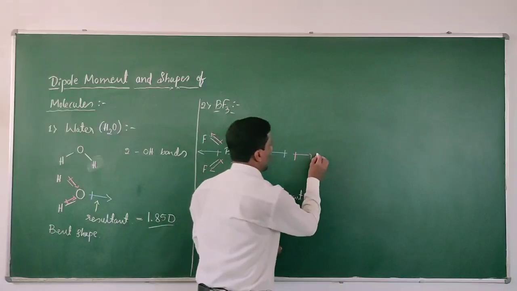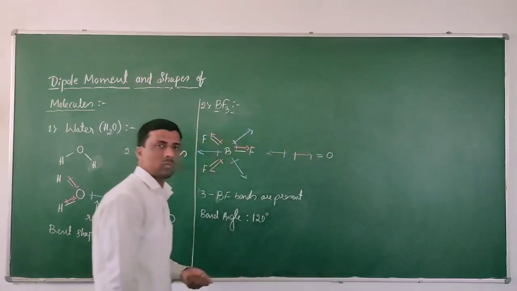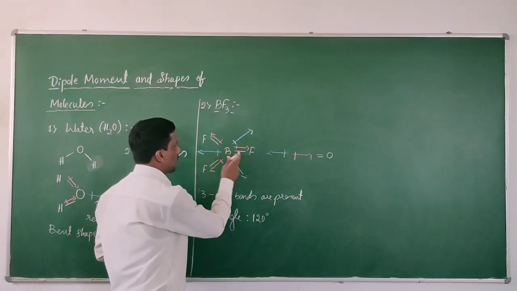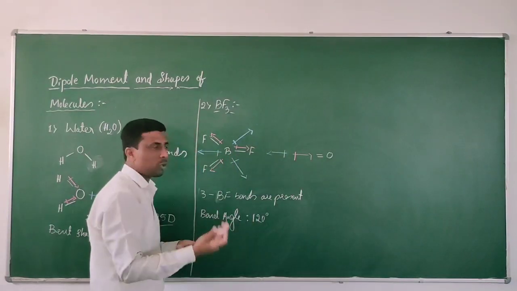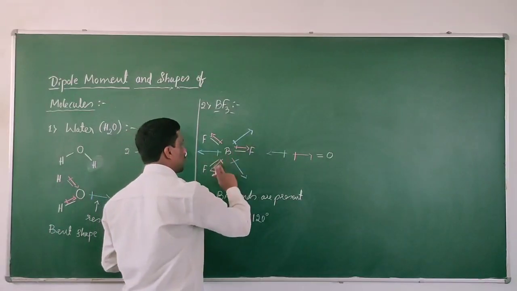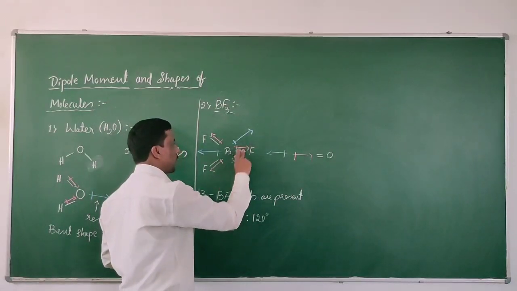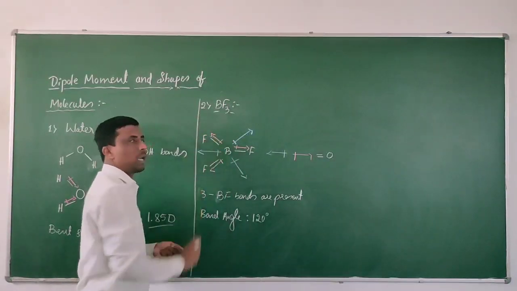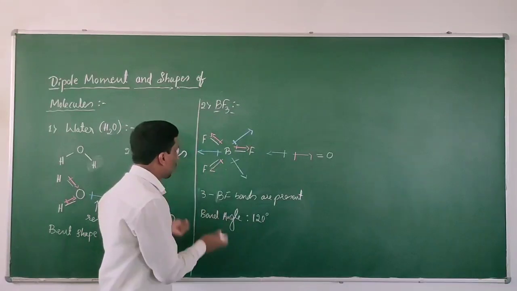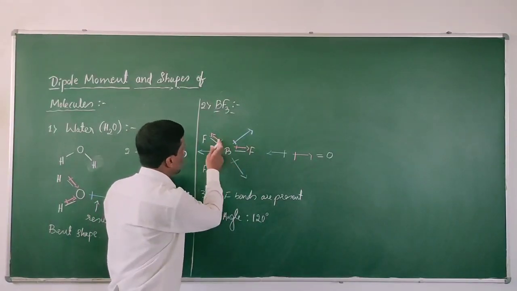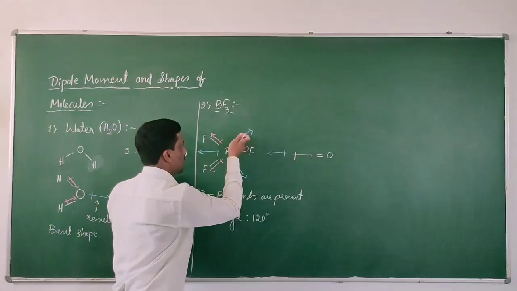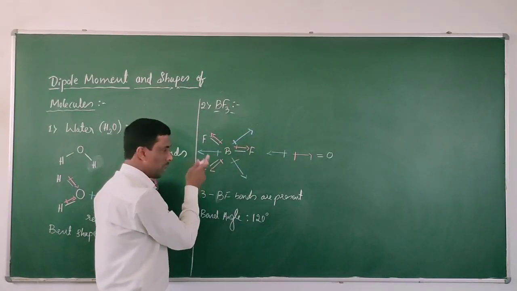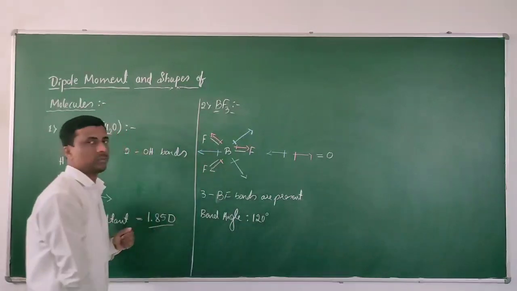Okay, what is the net dipole moment? 0. See here, and if you consider these two, it is 0. If you consider these two, this is the resultant dipole moment of these two bonds, and this is equal and opposite to the third one. This is also 0. If you consider one more thing here, these two bonds, the resultant dipole moment is here, and this resultant dipole moment is equal and opposite to this bond.